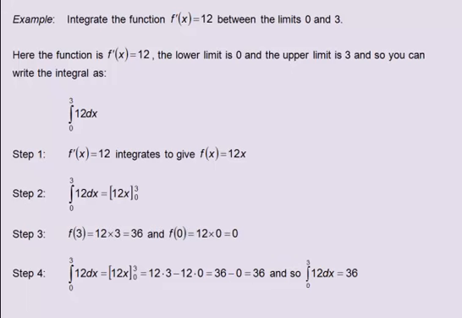Step 4. The integral between 0 and 3 of 12 dx equals 12x evaluated between 0 and 3, which equals 12 multiplied by 3 minus 12 multiplied by 0, which equals 36 minus 0, which equals 36. And so, the integral between 0 and 3 of 12 with respect to x equals 36.